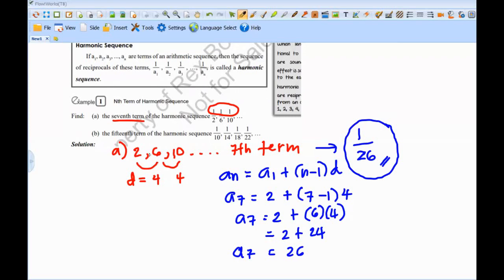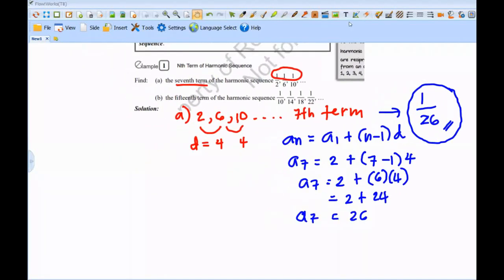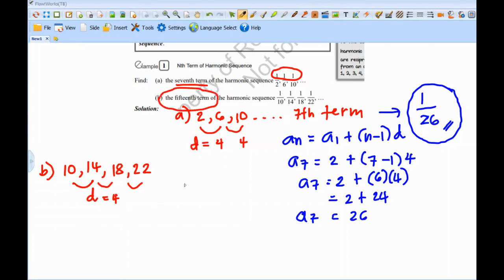Now, let's go to number 2. Find the 15th term of the harmonic sequence. So we have letter B: 10, 14, 18, and 22. Right? So what is the common difference? It increases by 4, right? So this also is 4.